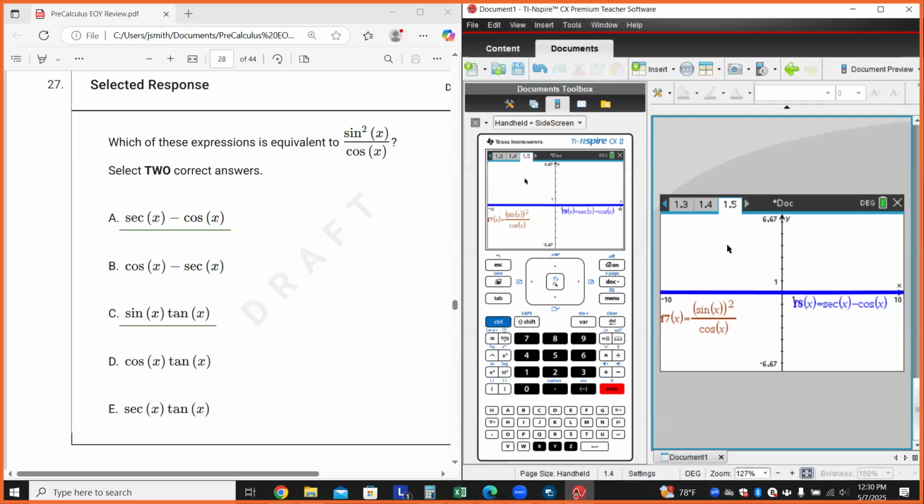So do watch out for this type of question. It says select two. Don't just say, hey, that's the answer, and then move on. Make sure you read the entire question. Do you want me to show you how you can do it by hand? If you want to know, I can definitely show that.